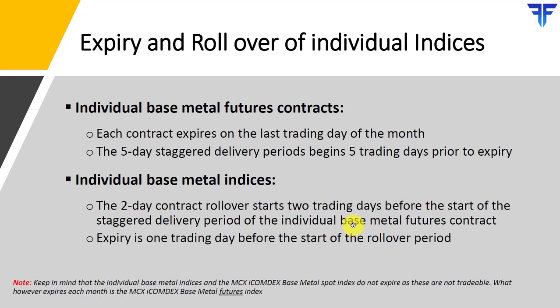Let us now focus on individual base metal indices. The contract rollover lasts 2 sessions and begins 2 sessions prior to the start of the staggered delivery period of the individual base metal futures contract. Meanwhile, the last trading session of the base metal index futures contract is 1 session prior to the start of the rollover period.